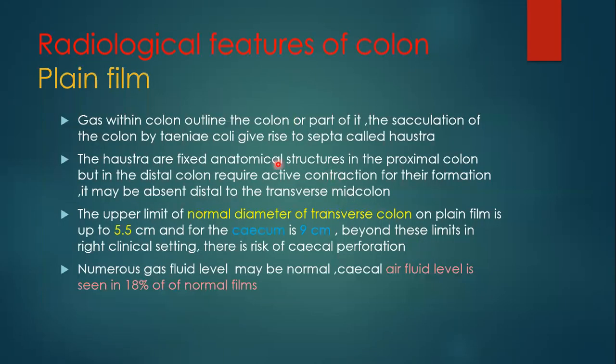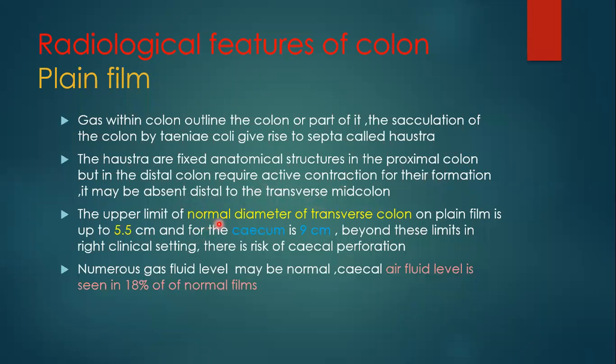Radiological features: on the plain film, gas within the colon outlines the colon or part of it. The circulation of the colon by taenia coli gives rise to septa called haustra. Haustra are fixed anatomical structures in the proximal colon, but in the distal colon they require active contraction for their formation. This may be absent distal to the transverse mid-colon.